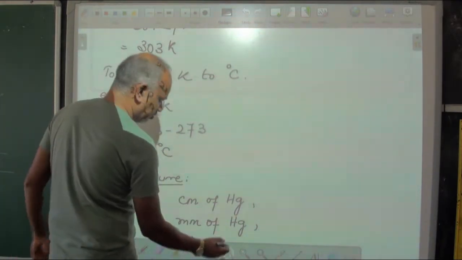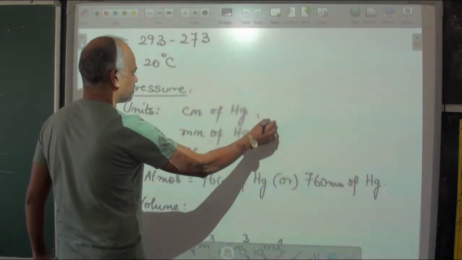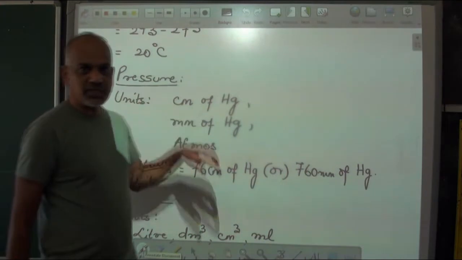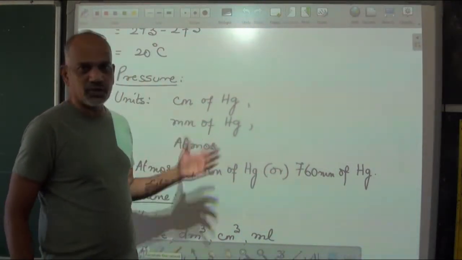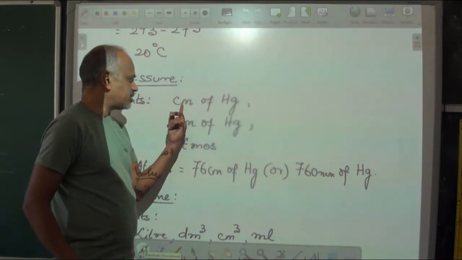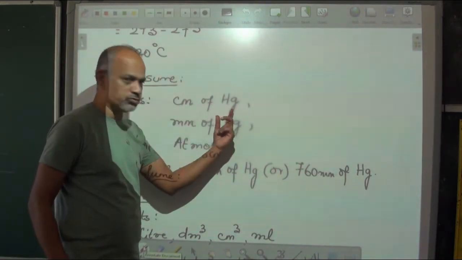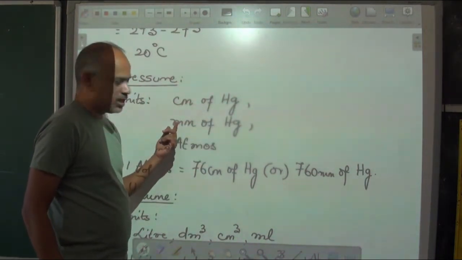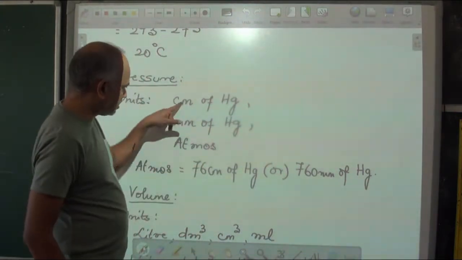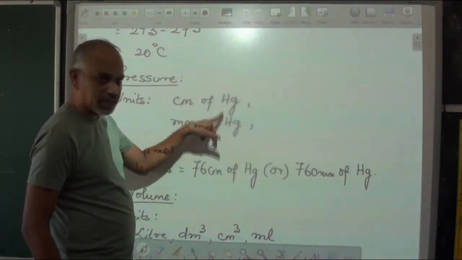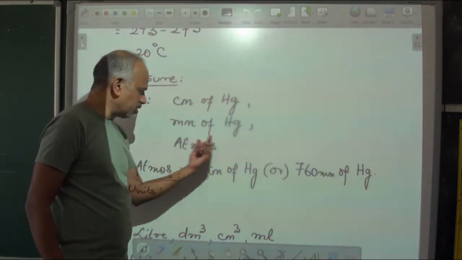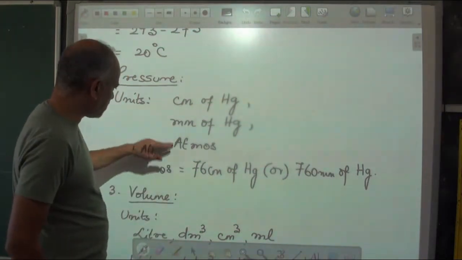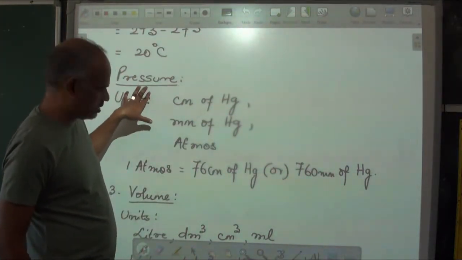And then I said there are three quantities. The second quantity is pressure. Pressure is measured in three different units. The first unit is centimeters of mercury. Hg stands for mercury. It is measured in centimeters of mercury, or in millimeters of mercury, either centimeter or millimeter, but both with respect to mercury. And the third unit is atmospheres, or in short atmos. So these are the three units that are used for measuring pressure.